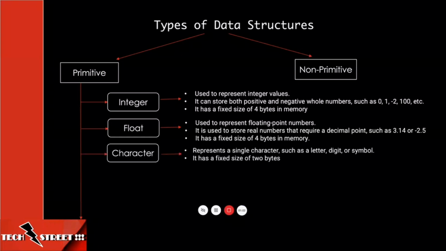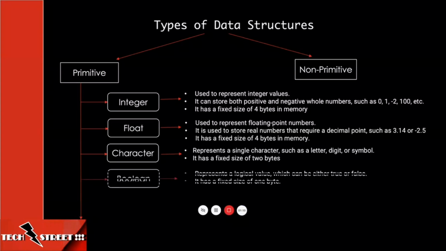And the next one is character, which represents a single character, like a digit, letter, or symbol. It has a fixed size of 2 bytes. And the last one is boolean. It represents a logical value, whether it can be true or false. It has a fixed size of 1 byte.